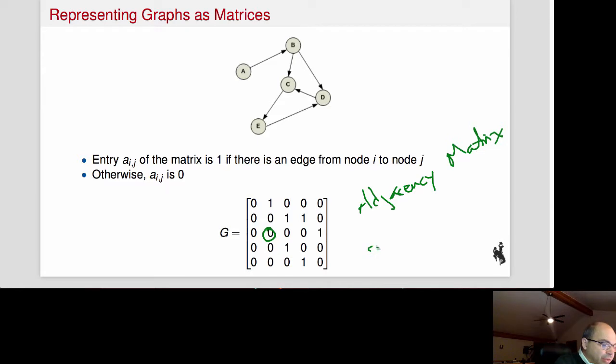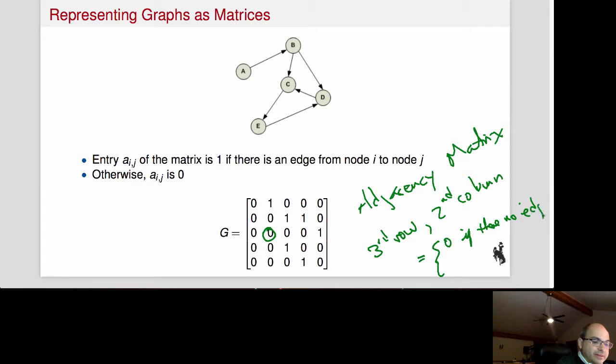So let's take this guy here. That is in the 3rd row, 2nd column. And then what he has is, this is equal to 0 if there is no edge from 3 to 2, and these are just node indexes. It is a 1 if there is an edge.